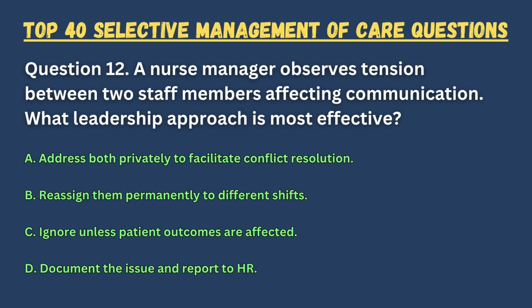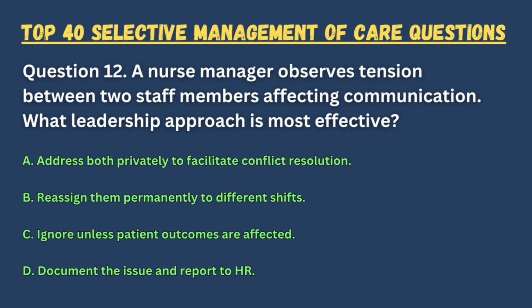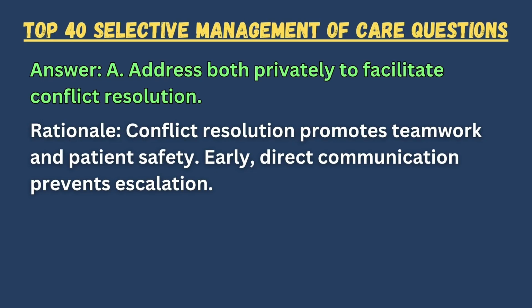A. Address both privately to facilitate conflict resolution. B. Reassign them permanently to different shifts. C. Ignore unless patient outcomes are affected. D. Document the issue and report to HR. Answer: A. Address both privately to facilitate conflict resolution. Rationale: conflict resolution promotes teamwork and patient safety. Early, direct communication prevents escalation.